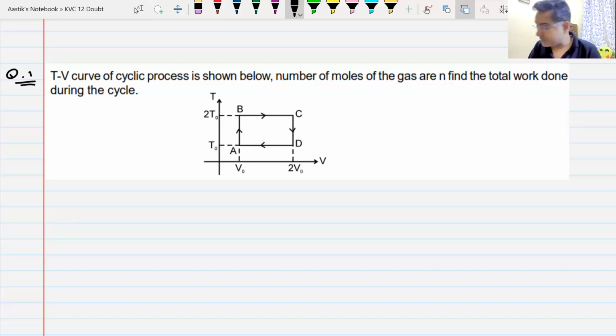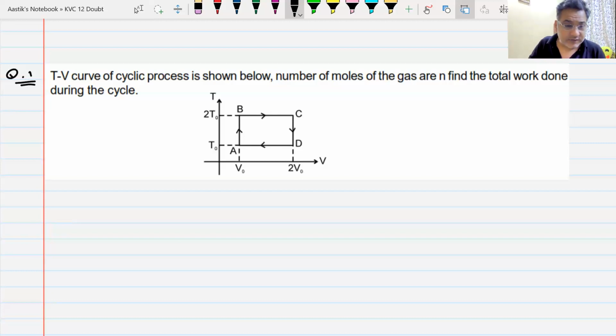Yes, beta. Anyone with any answer? Shall I do it? Sir, answer 1. How did you get 1? How can you get 1? There is no dimension. 1 does not have any dimension. Work done should be having dimension of joules. 1 joule, sir.